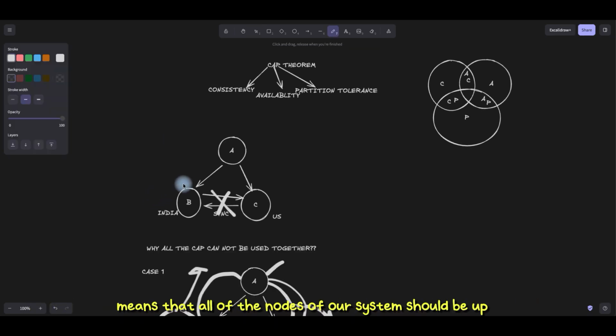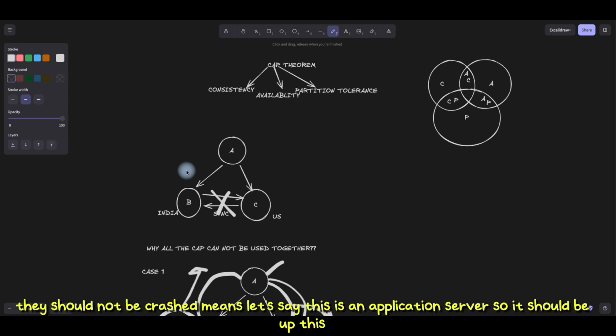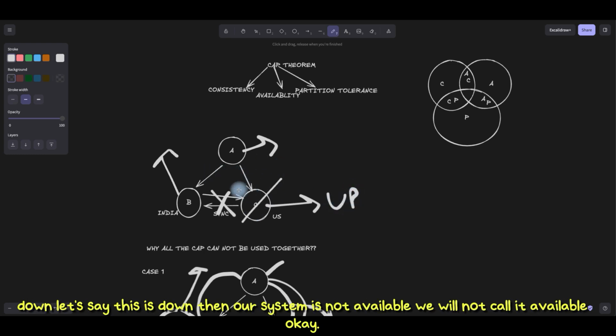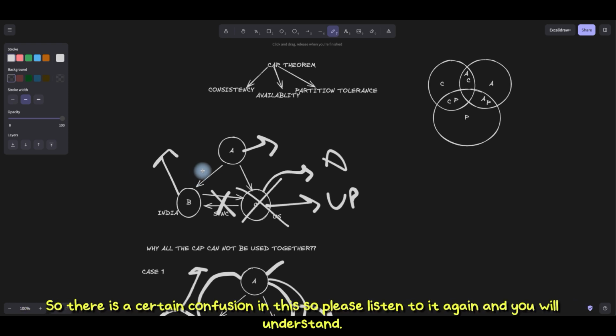It means that all of the nodes of our system should be up. They should not be crashed. Let's say this is an application server, so it should be up. This DB node should be up, and this should also be up all the time. If any of these nodes is down, let's say this is down, then our system is not available. We will not call it available. Okay, so there is a certain confusion in this, so please listen to it again and you will understand.